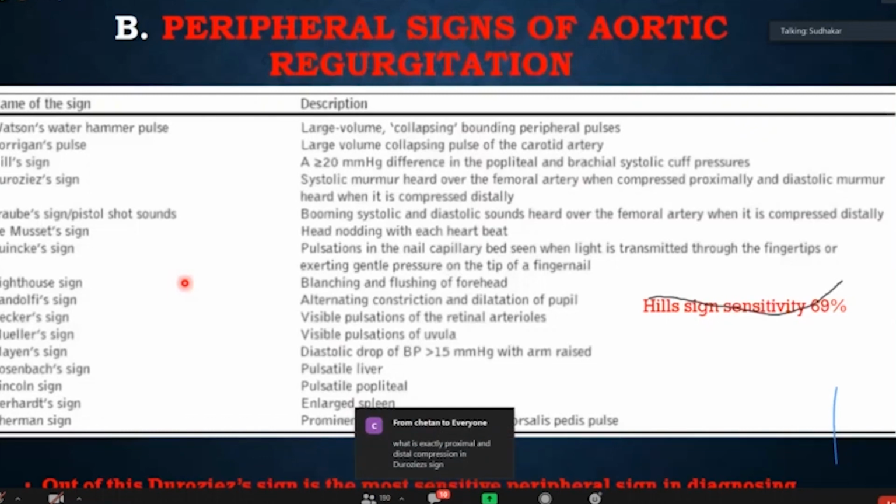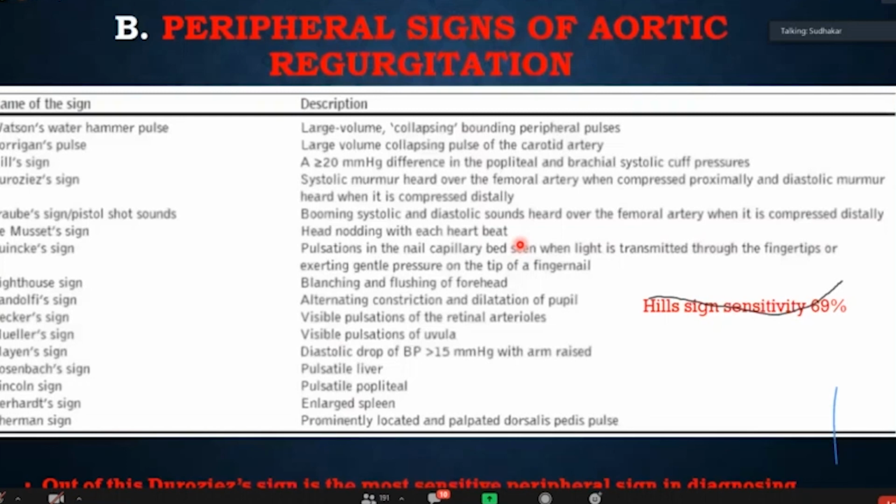Now, one important sign is de Musset's sign. One of the old-timer teachers always tells me, head nodding with each heartbeat: there is a yes sign in aortic regurgitation. That is called de Musset's sign, head nodding with each heartbeat. However, tricuspid regurgitation causes a no sign. So there is something like a no sign in tricuspid regurgitation, whereas the head nodding with each heartbeat in aortic regurgitation is known as the yes sign. So that is de Musset's sign.